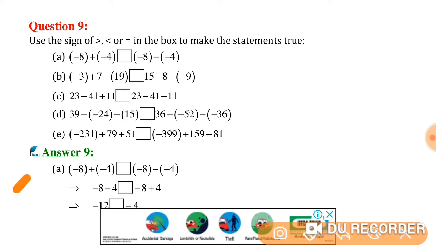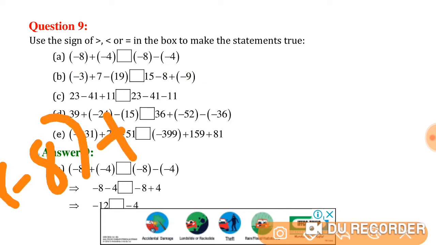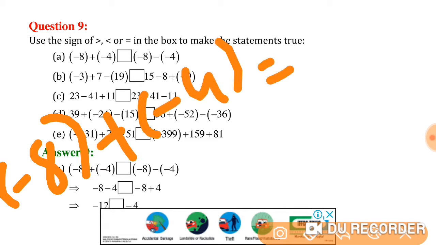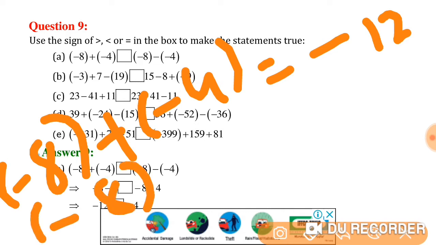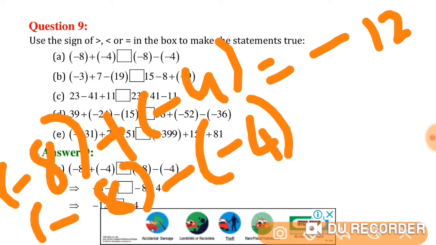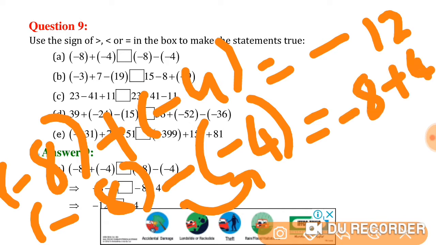Take minus 8 plus of minus 4. What is the answer? Both are negative, so add the numerals and keep negative. 4 plus 8 is 12, so it gives minus 12. Whether minus 8 minus of minus 4 gives the same answer or not. See, there is a difference, so the next integer sign will change usually. So minus 8 plus 4. There is a difference. 8 minus 4 is 4. The bigger numeral's sign we have to keep, so minus 4.